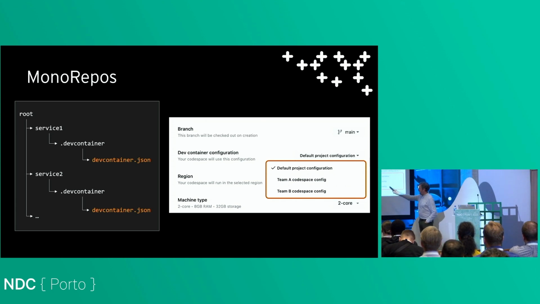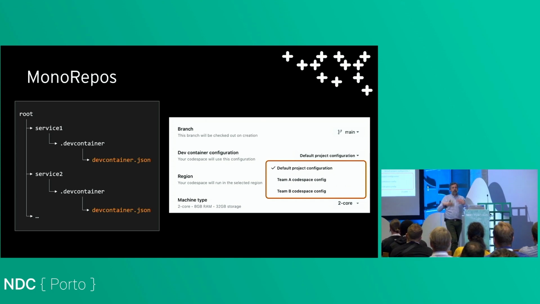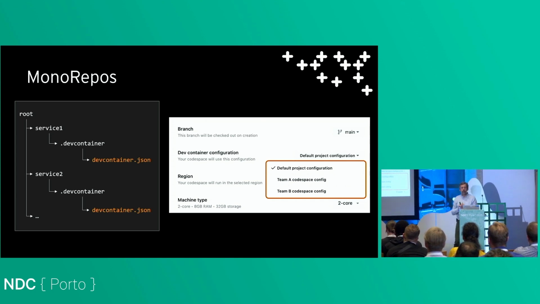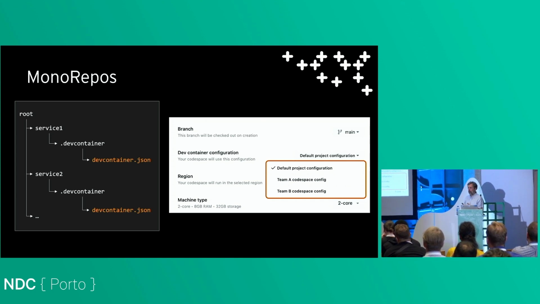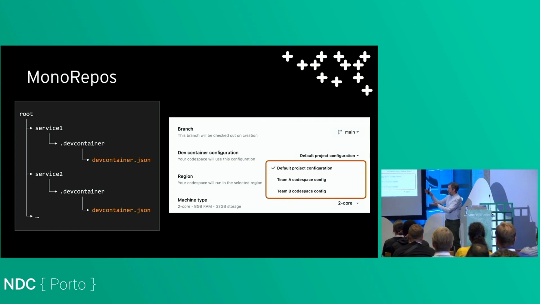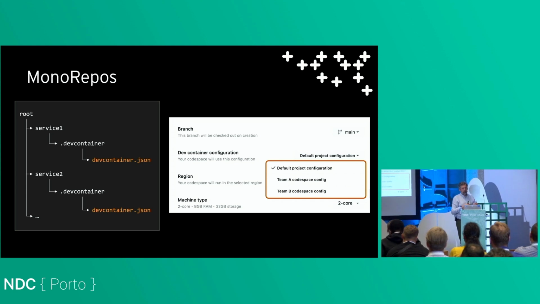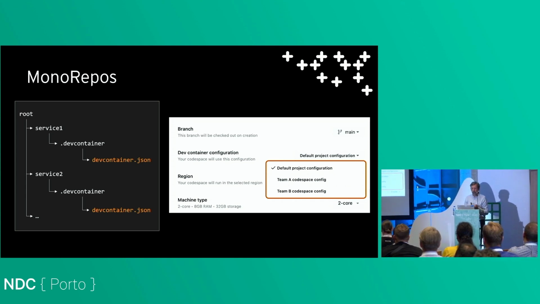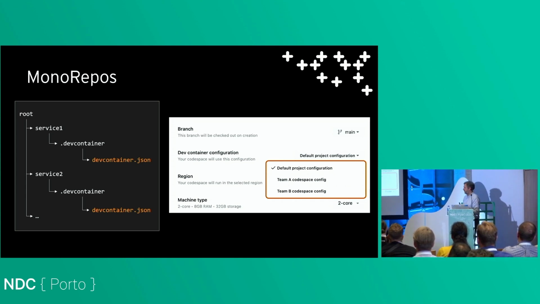So if you're team A, maybe you're working on service 1, you'll select that configuration, and that's the codespace that you will open up with, that definition. So it works really well for a monorepo setup. And this is up to you how you want to do this. You can also have just one thing at the bottom, but then it's going to look the same for everyone, and you might want to be more specific depending on the nature of your services.